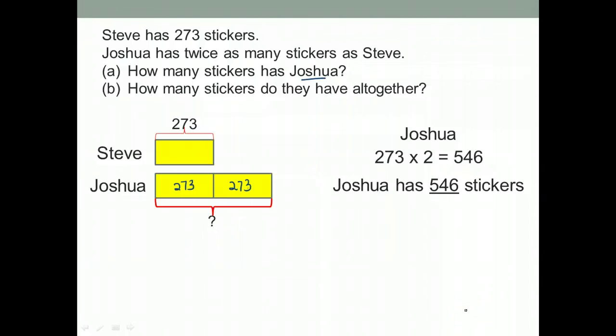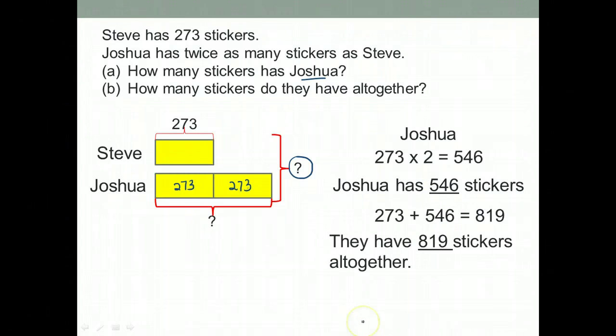How many stickers do they have altogether? So I want to find the total. To find total, I can find 273 plus my Joshua, which is 546. And the answer is 819. So they have 819 stickers altogether.